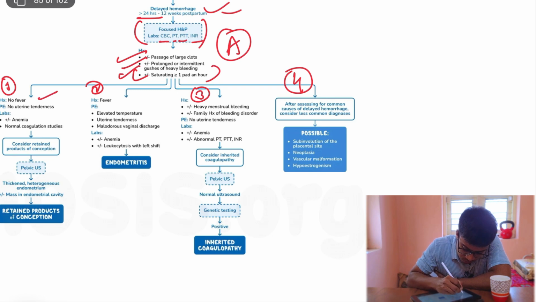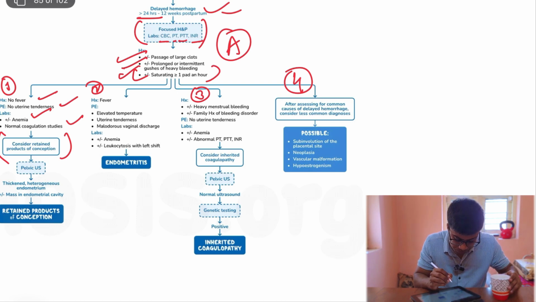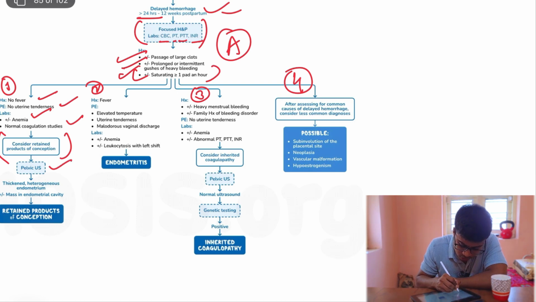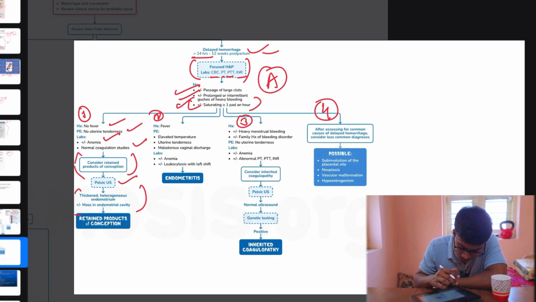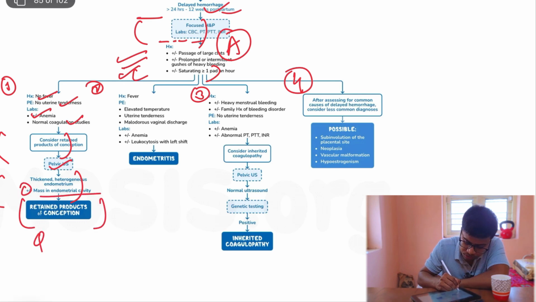First case: no fever, no uterine tenderness on history and physical examination. Labs: anemia plus or minus can be there. Normal coagulation studies are given. Consider retained products of conception in this case. Then we have to do pelvic ultrasound. On pelvic ultrasound, if you see thickened heterogeneous endometrium plus or minus mass in the endometrial cavity, then retained products of conception can be diagnosed.